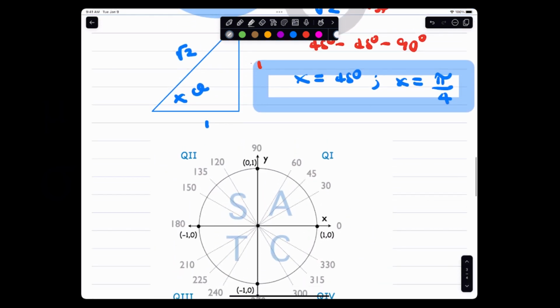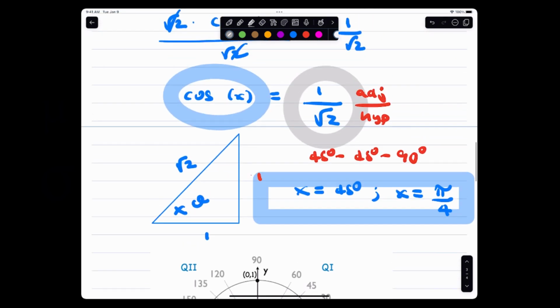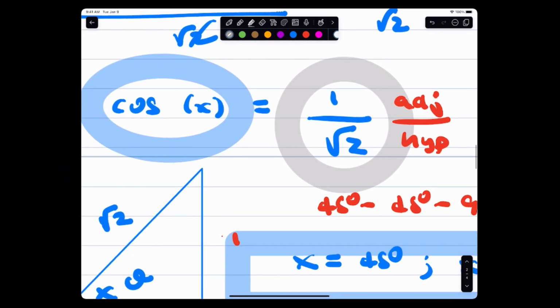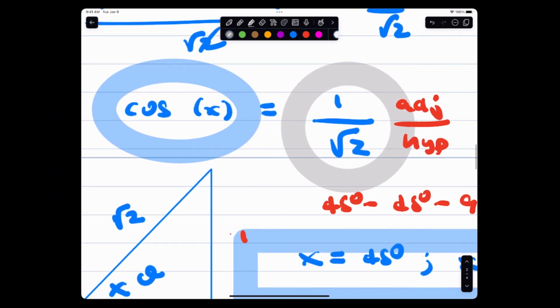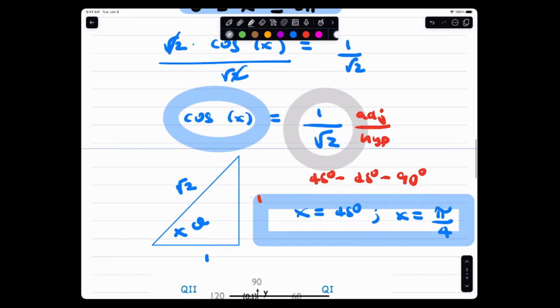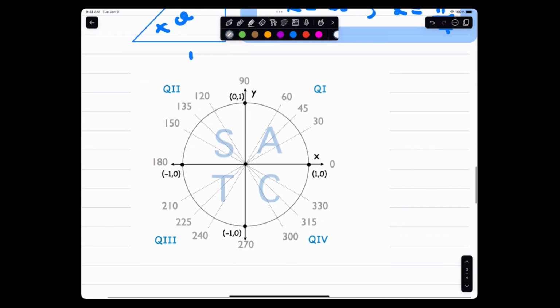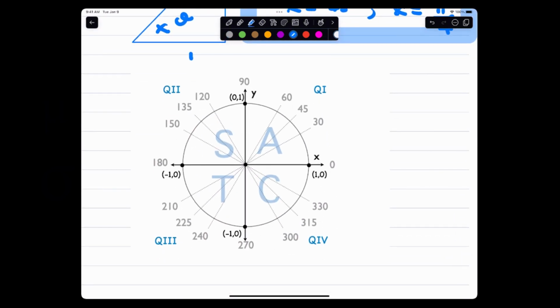Where is cosine positive? Right? You say, why do you keep saying cosine's positive? They want to know where cosine is 1 over the square root of 2. It happens in quadrant 1. You say, why? Because in quadrant 1, all of your trig ratios are positive, meaning sine, cosine, and tangent.